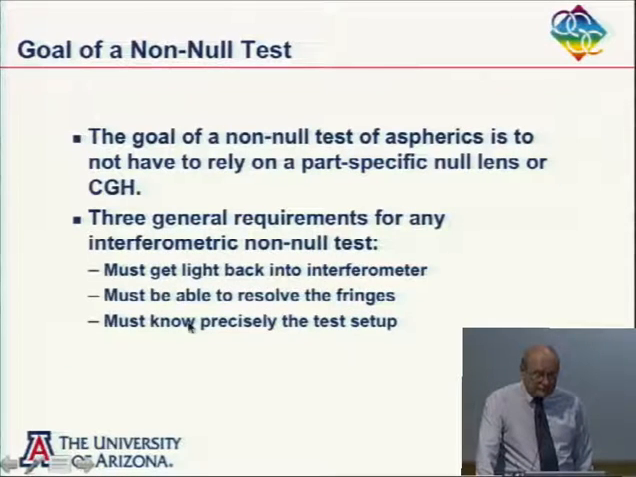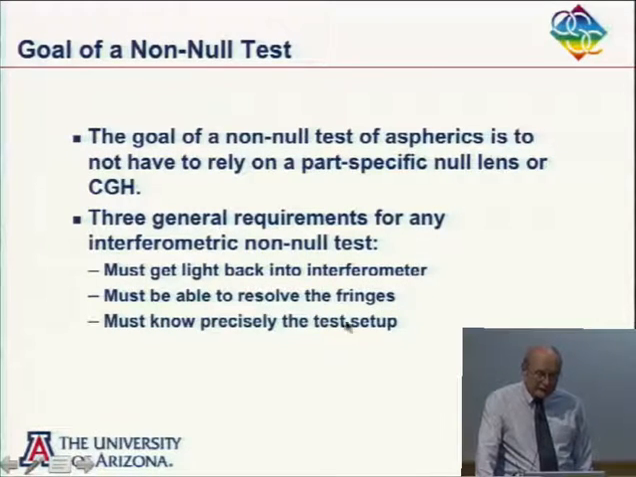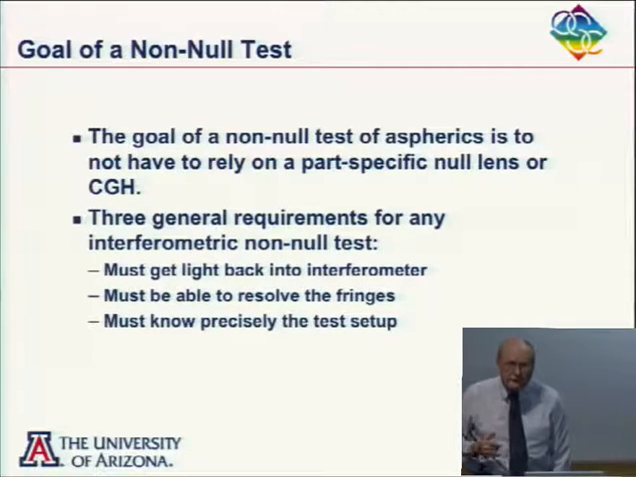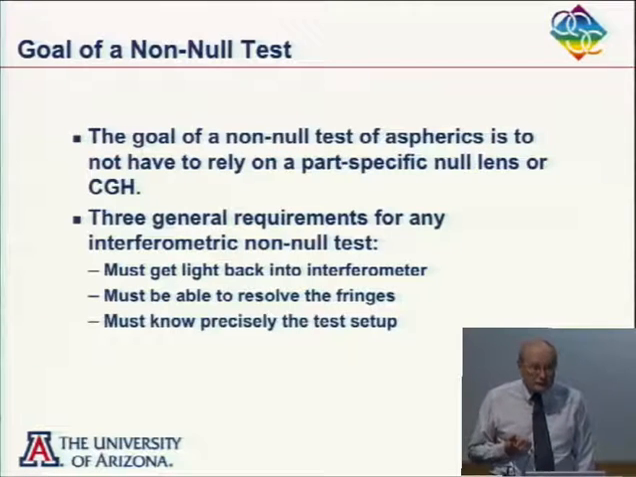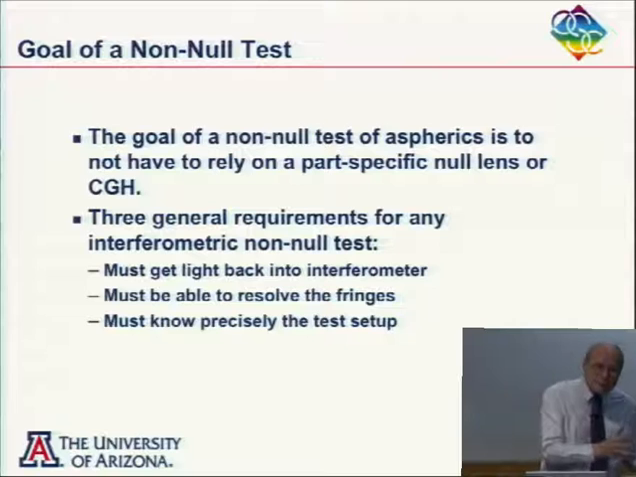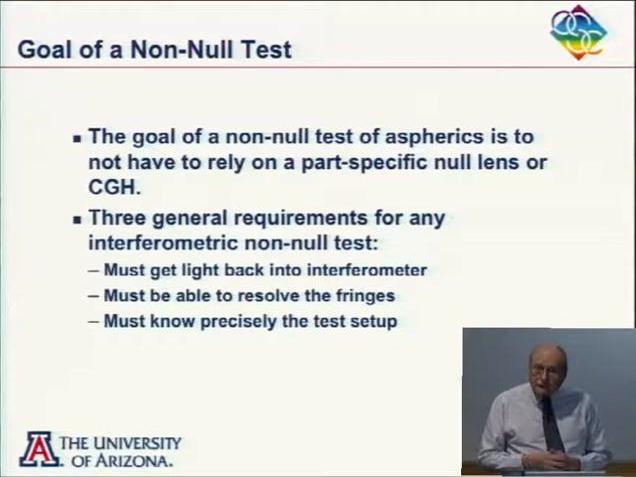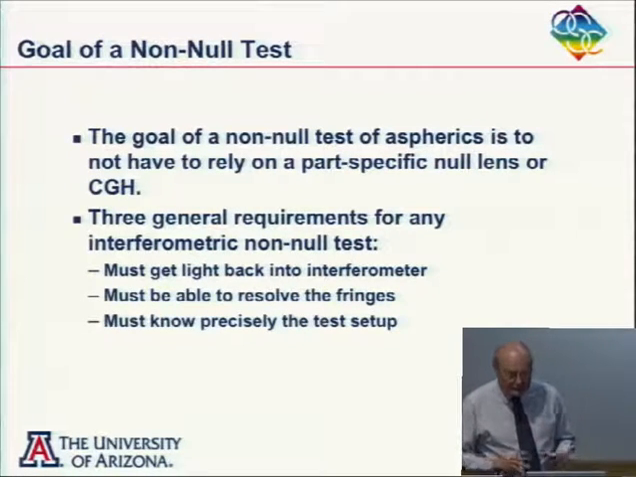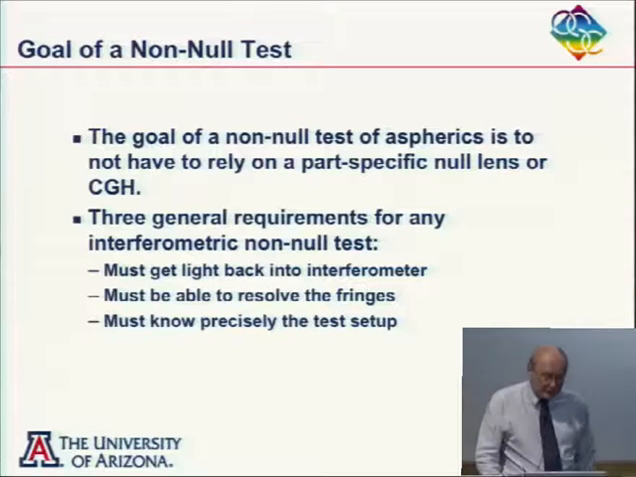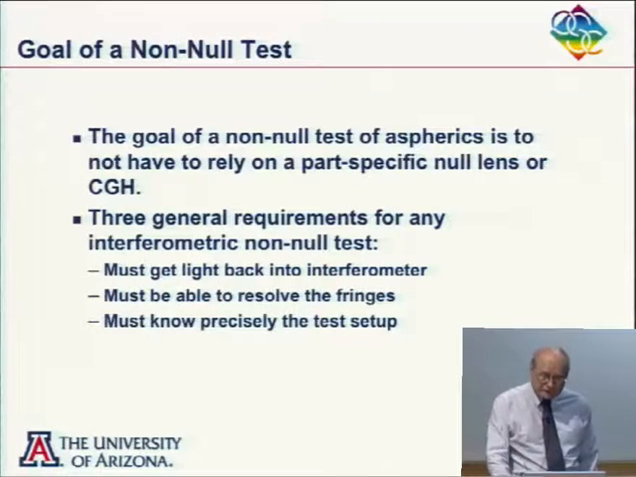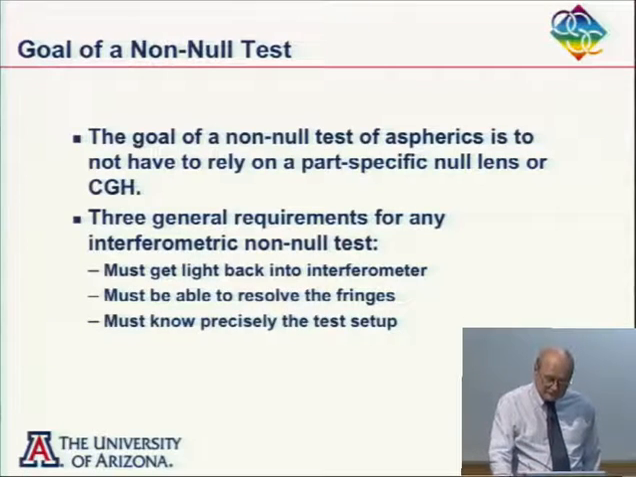If it's an interferometer, we have to be able to resolve the interference fringes. And the other item is, regardless of whether it's an interferometer or whatever it is, we really have to know the test setup. Because as this aspheric beam propagates through our test setup, the shape of the aspheric wavefront will change. So we're measuring something that's a little bit different from what left the optics that we're testing. And we have to know how the test setup has changed the shape of the wavefront. So this means we're probably going to have to use Code V or Zemax or something to ray trace the system to determine how the wavefront shape has changed.